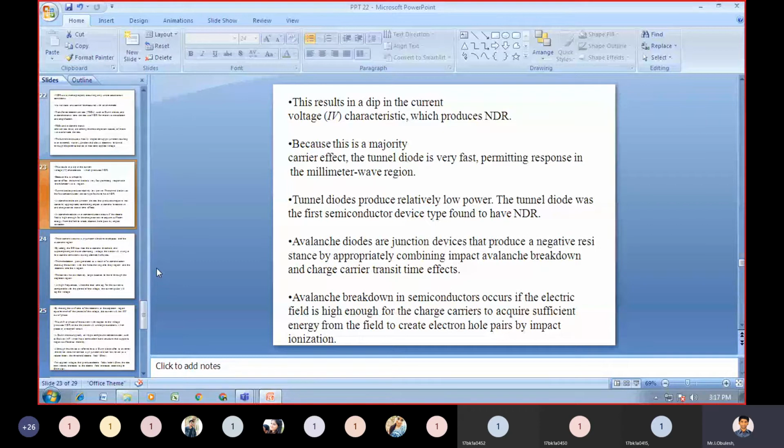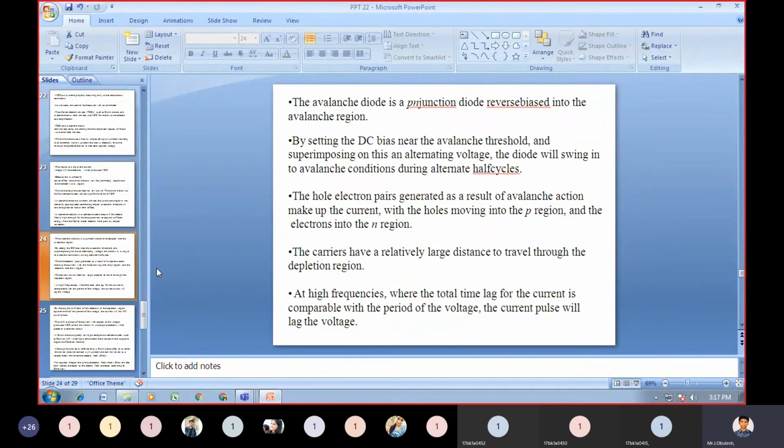The avalanche diodes are junction devices that produce a negative resistance by appropriately combining impact avalanche breakdown and charge carrier transit time effect. The avalanche breakdown in semiconductors occurs if the electric field is high enough for the charge carriers to acquire sufficient energy from the field to create electron-hole pairs by impact ionization. The avalanche diode is a PN junction diode which is reverse biased into the avalanche region.